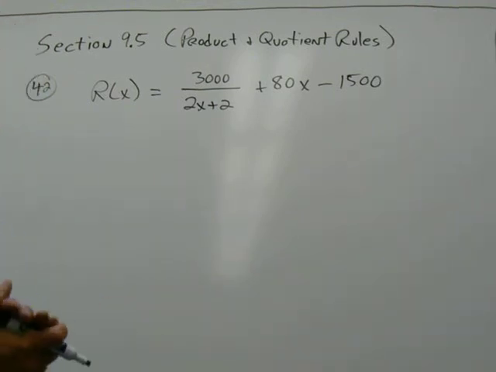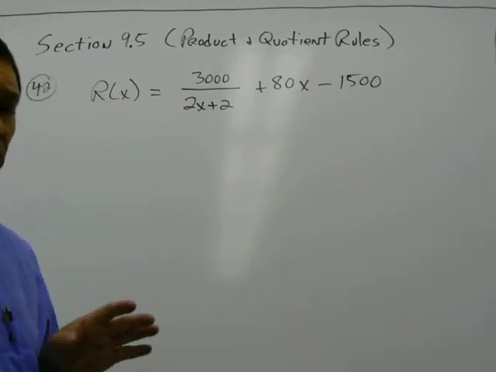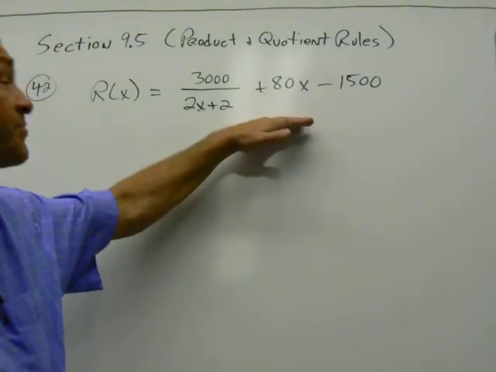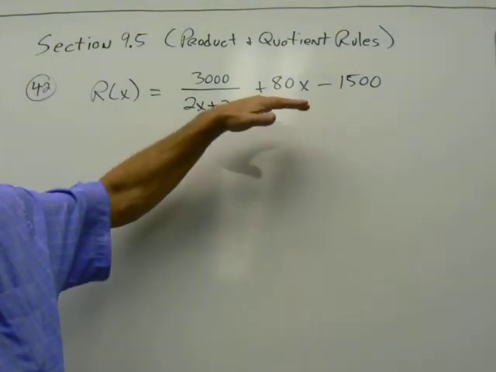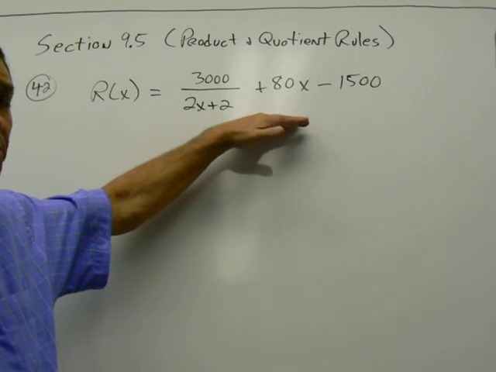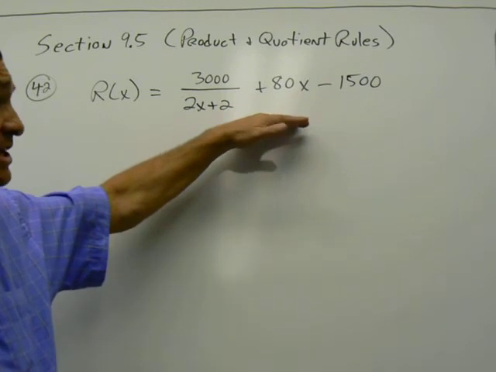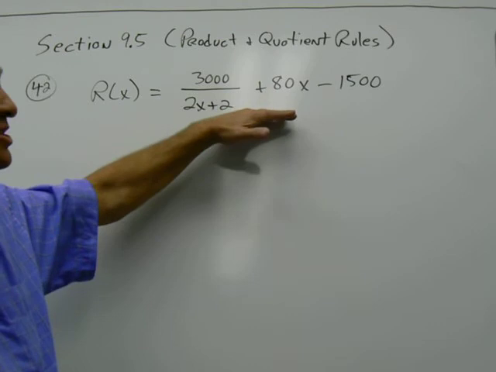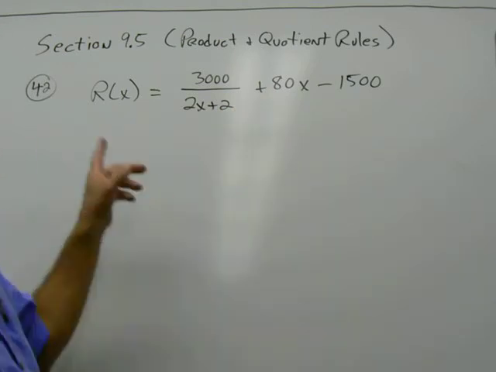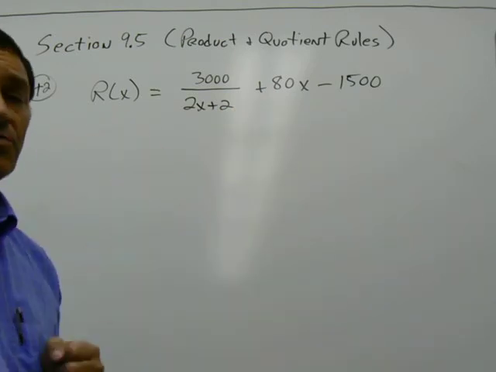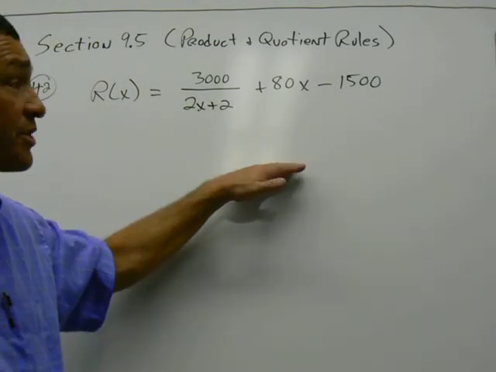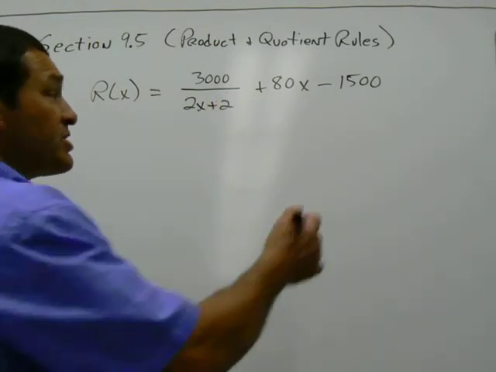This is section 9.5, problem 42. If you read the problem in the book, this is a revenue function that is given to us, and we're asked to find the marginal revenue when production is at 149 units. What that tells you mathematically, if this is your function, you want to find the derivative, r prime of x, and evaluate it when x is 149, or find r prime of 149. That's what the book is really trying to get you to do here.